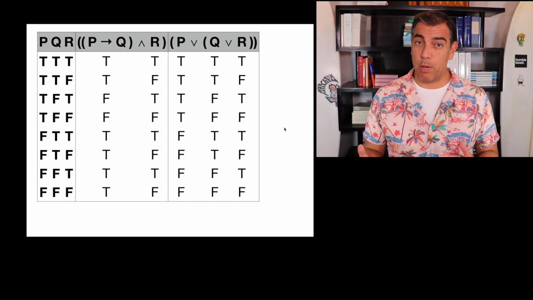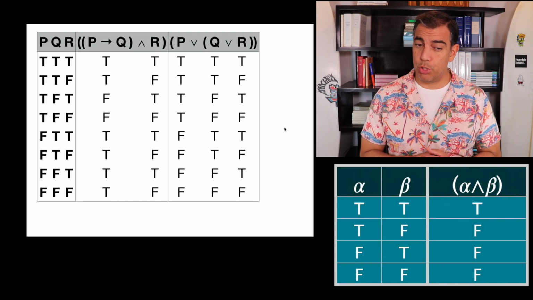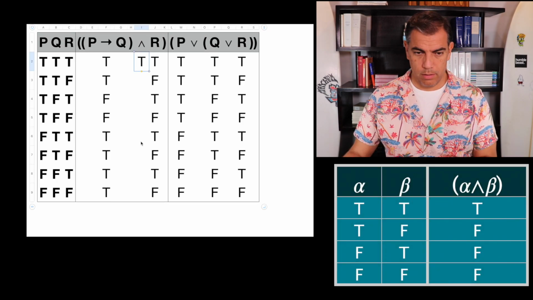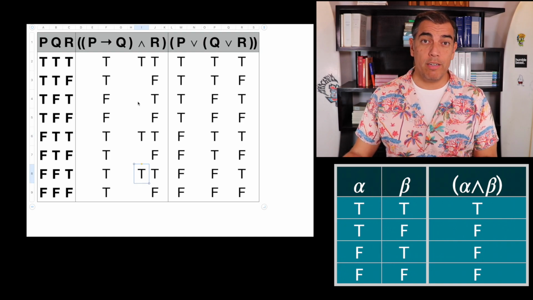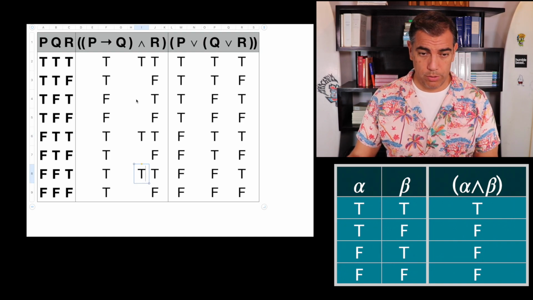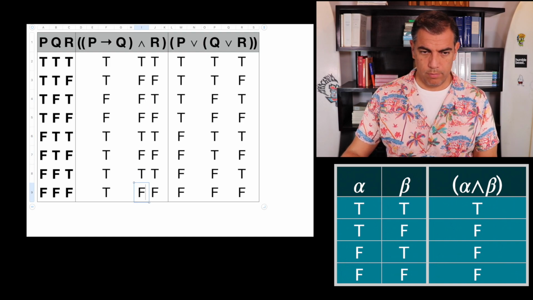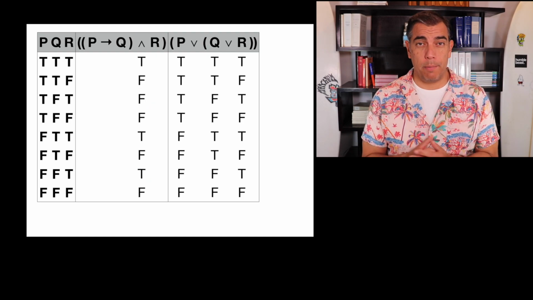Now in that first complex proposition, I can build up that conjunction, and remember, only true when both conjuncts are true. If either conjunct is false, then the whole thing is false. And that's the truth value of our first complex proposition.